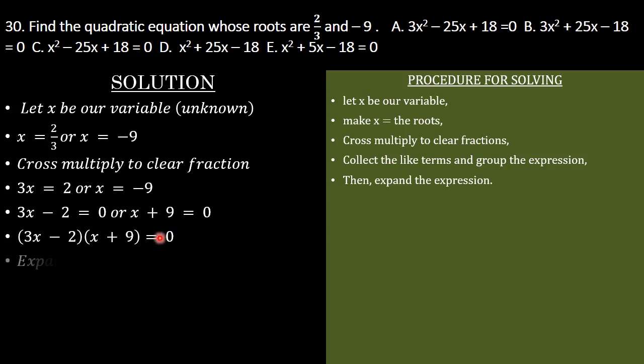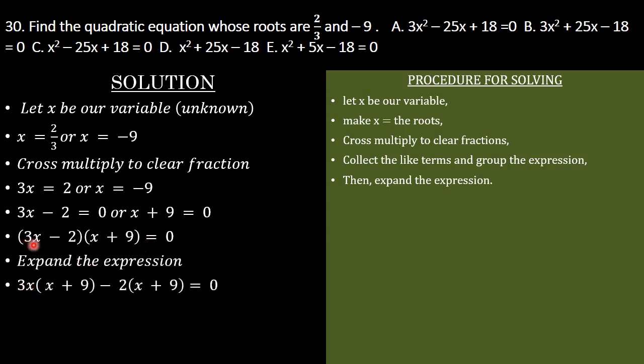When we expand the expression, we have 3x, this value multiplied by this term, and this value multiplied by this term equals 0. Now 3x multiplied by x, we have 3x squared, plus 3x multiplied by 9, we have 27x, minus 2 multiplied by x, we have minus 2x, minus 2 multiplied by plus 9, we have minus 18 equals 0. 3x squared plus 27x minus 2x, we have 25x minus 18.